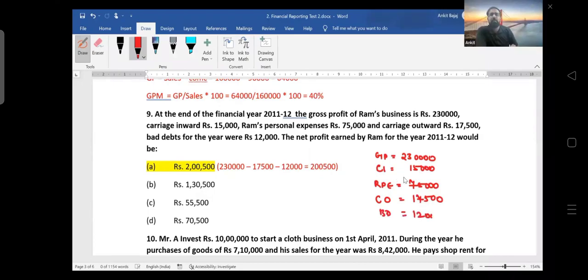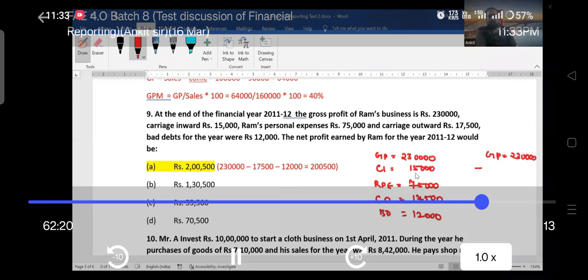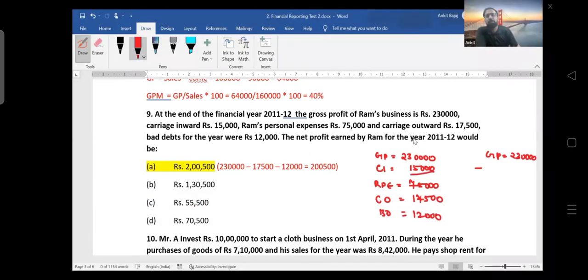Now you have to calculate the net profit earned by RAM, right? So gross profit is given 2,30,000. Now if I want to calculate net profit, so I will reduce indirect expenses, right? So do you feel that carriage inward should be a part of this indirect expense? No, carriage inward, 15,000, is a direct expense, right? So it will already be adjusted in the gross profit, right? We saw how COGS is calculated, it includes direct expenses. So it is a direct expense, right?